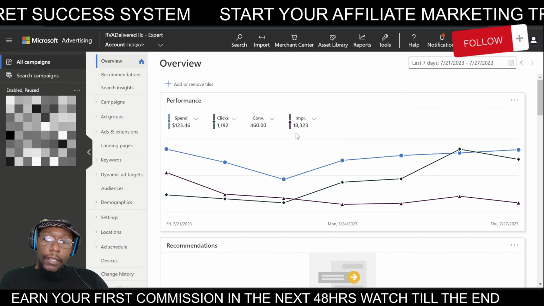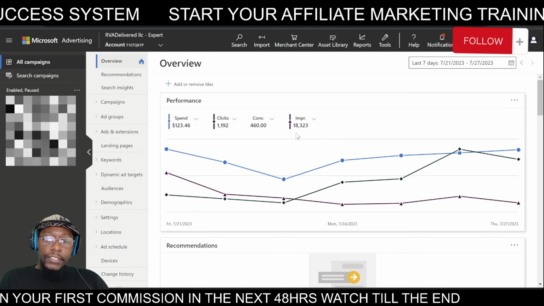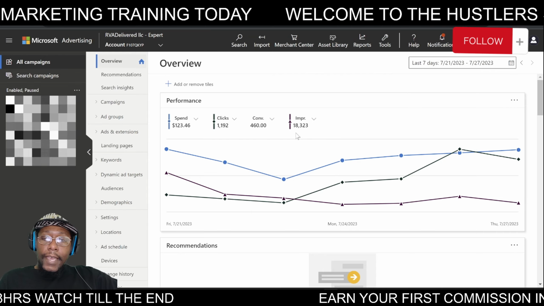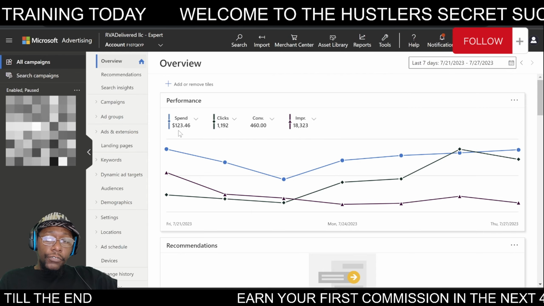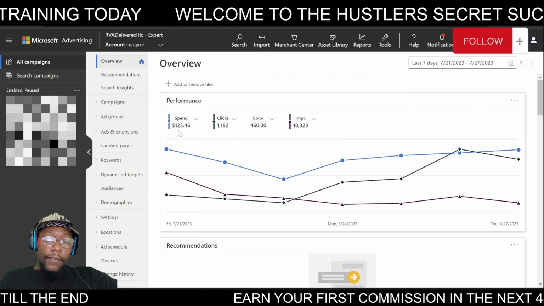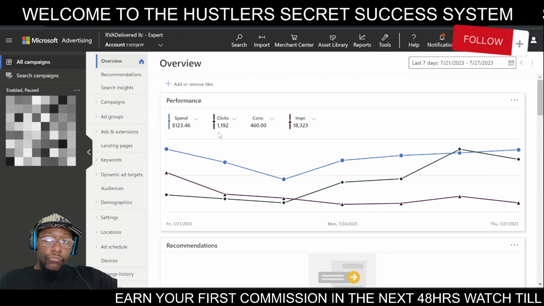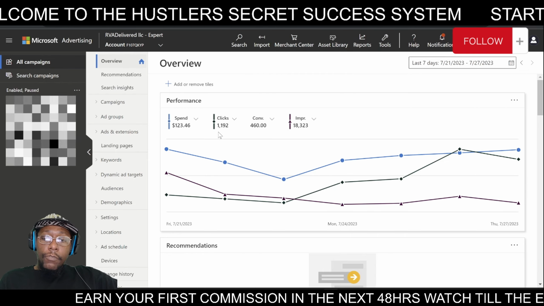The impressions as compared to clicks: the 1,192 clicks as compared to the 18,323 impressions, that's a 6.51% conversion rate. Now, just imagine if I had $30,000 worth of free traffic in this situation. I'm not going to do the math, but that would be amazing.